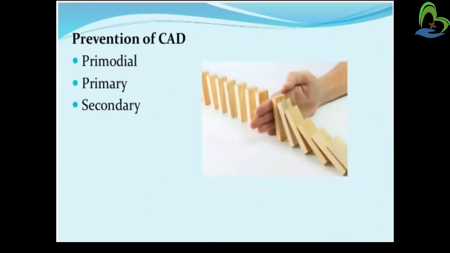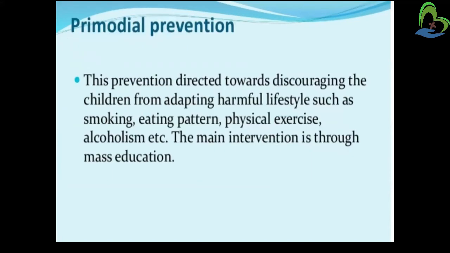Then how can we prevent coronary artery disease? There are mainly three levels of prevention: primordial, primary, and secondary. Also there is tertiary prevention. In primordial prevention, we should control the risk factors. How can we do primordial prevention? This prevention is directed towards discouraging children from adopting harmful lifestyles such as smoking, eating patterns, physical inactivity, alcoholism, etc. These are all the risk factors.